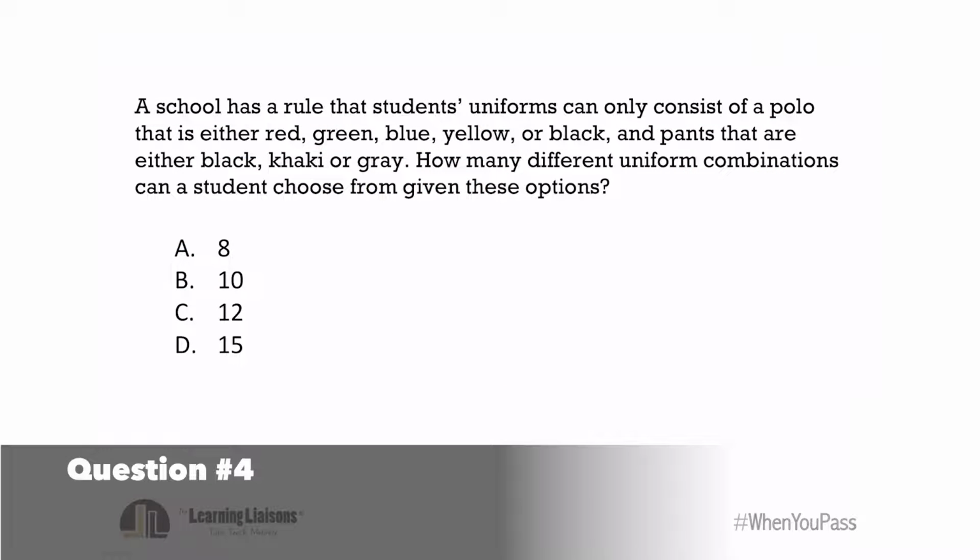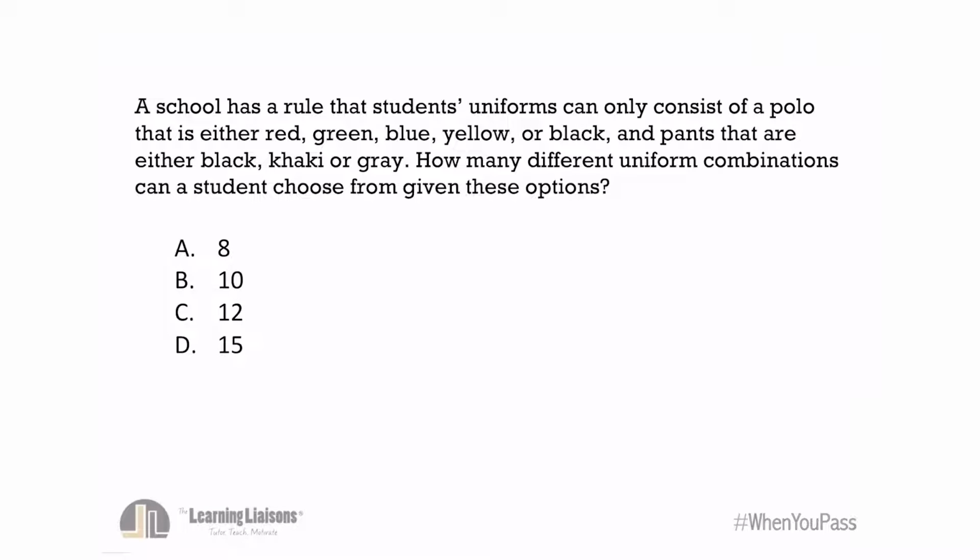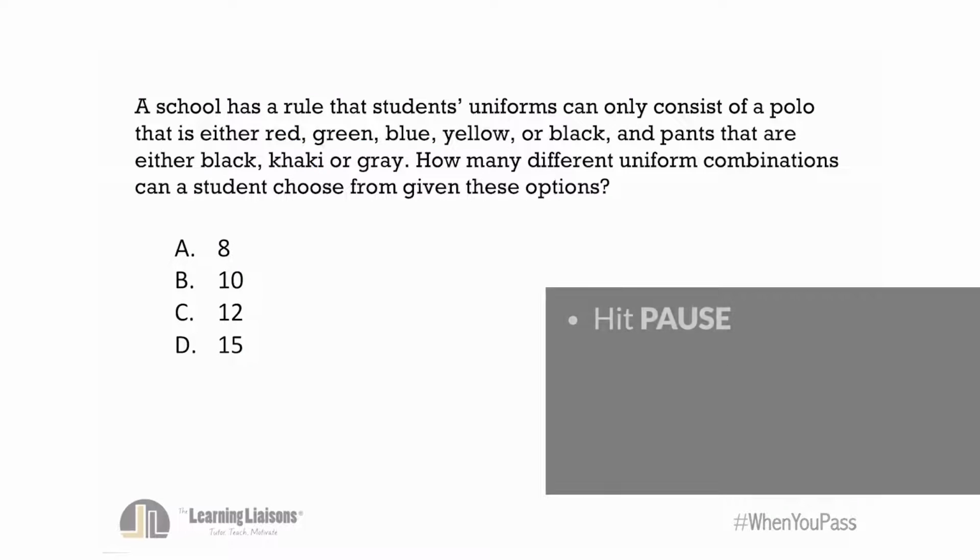A school has a rule that student uniforms can only consist of a polo that is either red, green, blue, yellow, or black, and pants that are either black, khaki, or gray. How many different uniform combinations can a student choose from given these options?